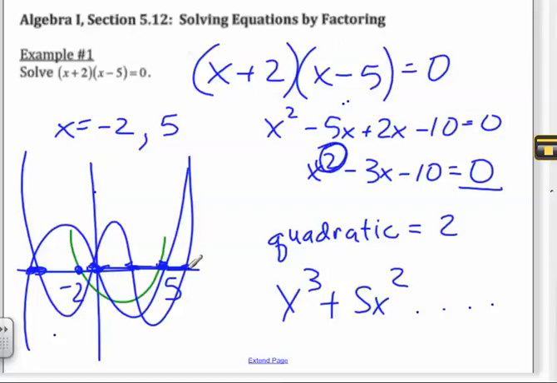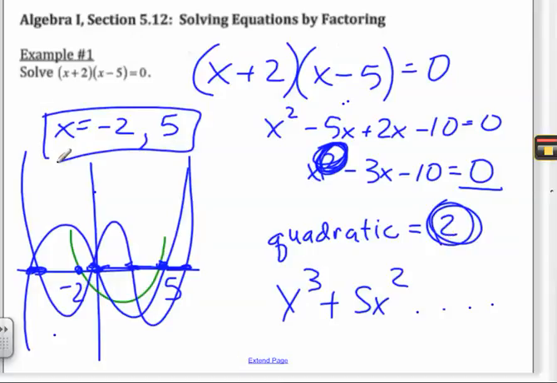Okay. Well, this is an x squared. It's a quadratic. It's going to go to the second power. It's going to have 2 solutions at most. At most 2 solutions. All right? And that's how we find it. Done. Done. All right. Next example.